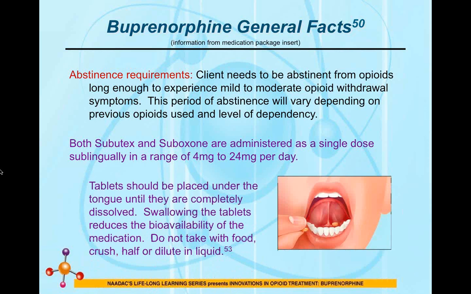But unlike methadone, this pill is administered sublingually. What that means is it's underneath the tongue. They're not swallowing it. They're not chewing it up. They're not in any way dissolving it. It's just going under the tongue to then be dissolved and absorbed by the mucous membranes under the tongue. And if they swallow the tablets, that reduces the effect of it, also called bioavailability of the medication. So it should not be swallowed.